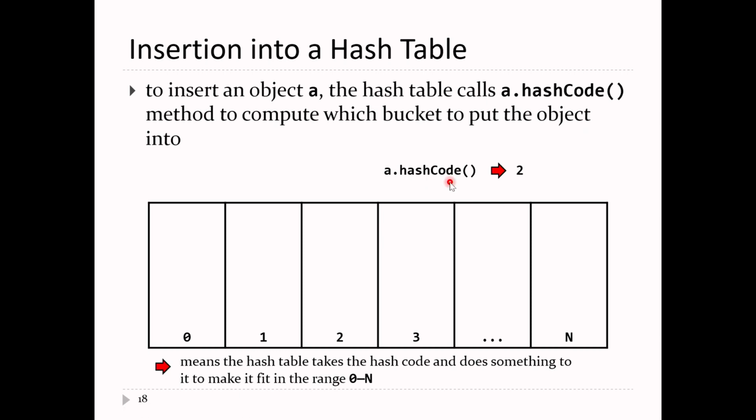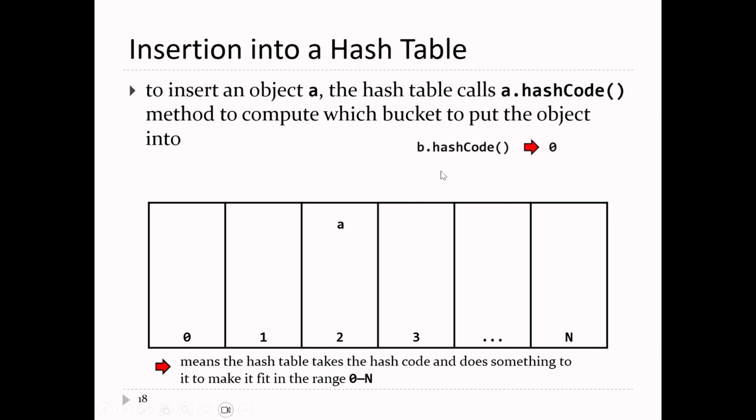When the hash table gets that number, it does something to it so that it maps that number back into the range 0 to n. Exactly how it does this depends on the hash table implementation, but it takes an int and converts it to the range 0 to n. So that's what the red arrow means. It doesn't mean the hash code returns 2. It just means that whatever the hash code value happens to be, it gets mapped to the number 2. Given that number 2, that's where the hash table decides to put the object A. So to insert that object, it puts A into bucket number 2.